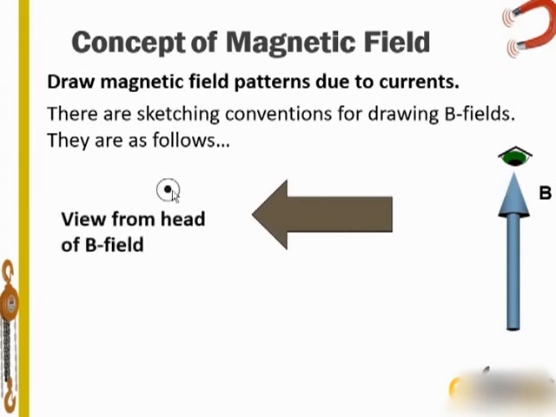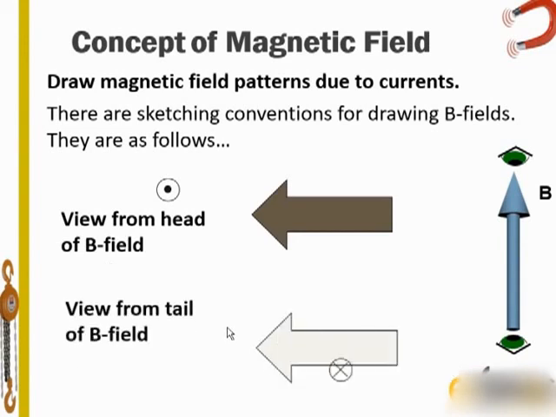So if you see a dot on a piece of paper in relation to a diagram relating to magnetic field patterns, that dot is telling you that the magnetic field line is coming towards you, out of the paper. Now, if you view the magnetic field line from behind, as in this diagram on the right, then you could represent that as the tail of the magnetic field.